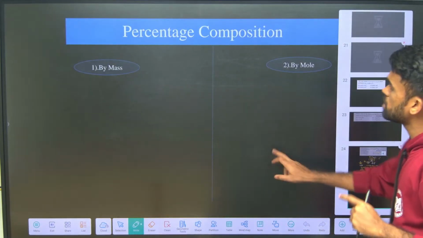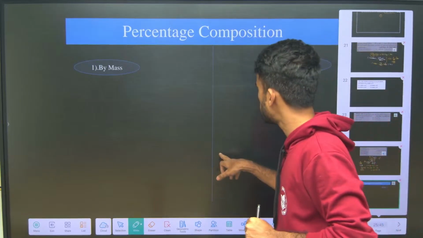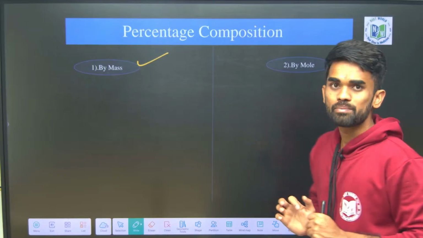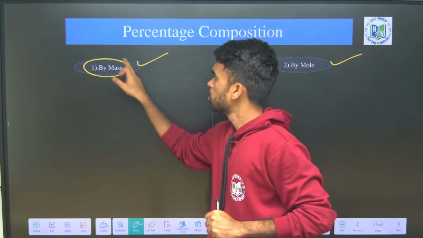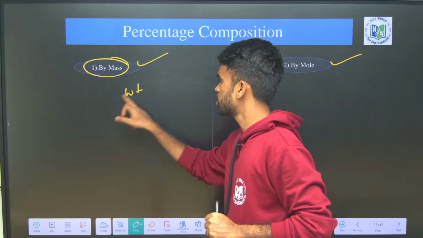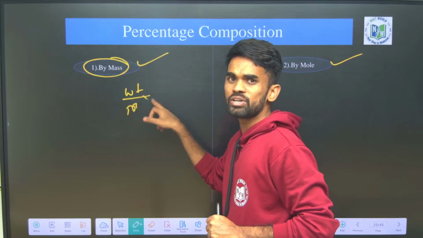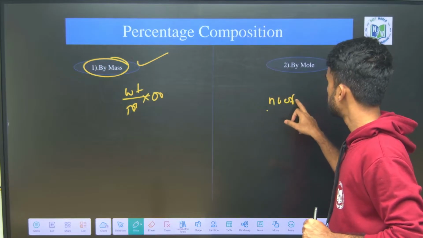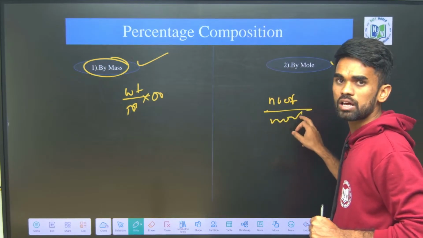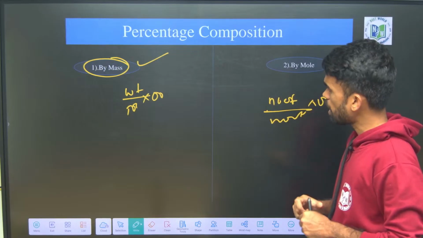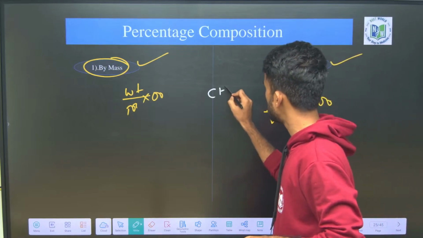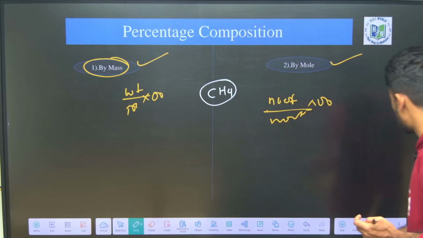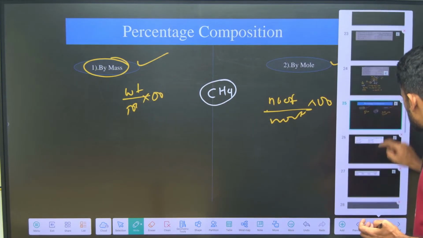Percentage of composition we have discussed in the last class. What I told you, percentage of composition, there are 2 types. One is by mass, another one is by mole. By mass means you should take the weight of the component by the total weight into 100. By mole means the number of moles of the component by the total number of moles of all components into 100. So I have given an example of methane while explaining this, right? So we'll see some questions related to this based on the previous discussion.